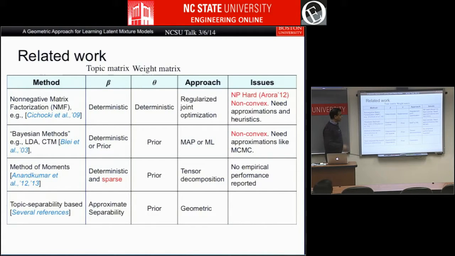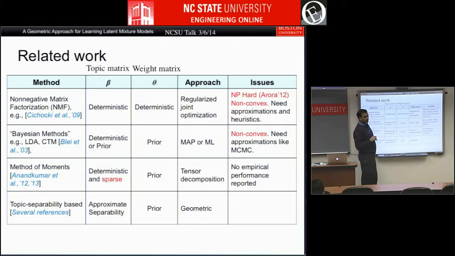Now, related work. This goes back to Drog's question: isn't this related to matrix factorization? Yes, it is matrix factorization. The question is, how do we solve these matrix factorization problems? The general non-negative matrix factorization problem deals with the following: given A, there's no noise or nothing stochastic about it, given A and deterministic beta and deterministic theta, can you figure out beta and theta?